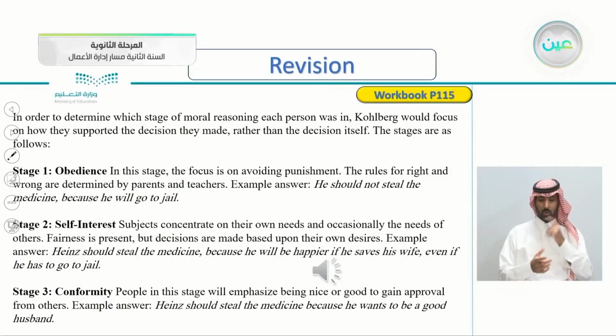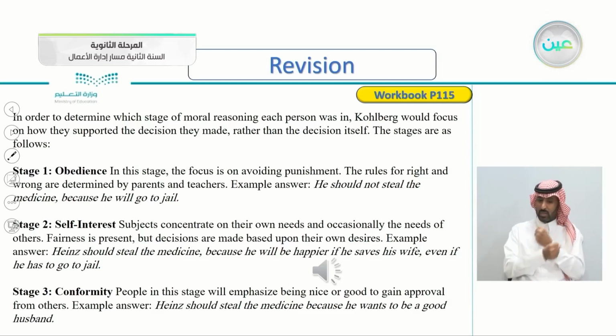In order to determine which stage of moral reasoning each person was in, Kohlberg would focus on how they supported the decision they made, rather than the decision itself. The stages are as follows. Stage 1, obedience. In this stage, the focus is on avoiding punishment. The rules for right and wrong are determined by parents and teachers. Example answer, he should not steal the medicine, because he will go to jail.